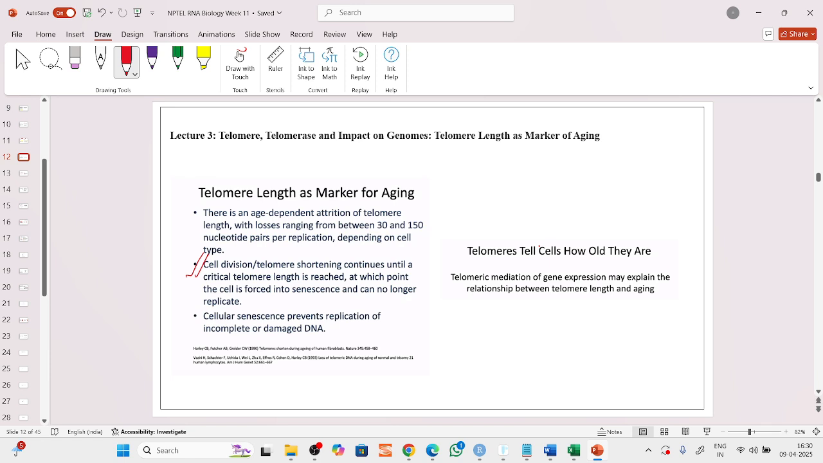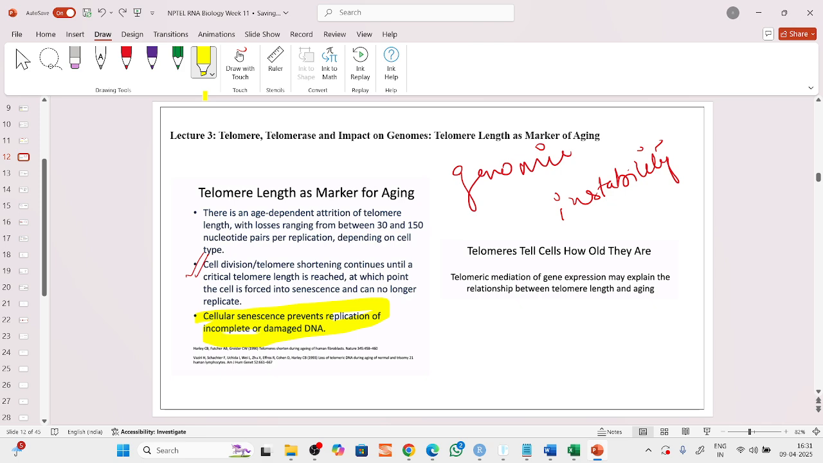And that can lead to what? It can lead to genomic instability. Therefore, at this point, the cell is forced into senescence and it can no longer replicate. Cellular senescence prevents the replication of incomplete or damaged DNA. This is an important point. Okay. What is the important point? That cellular senescence prevents the replication of incomplete or damaged DNA.